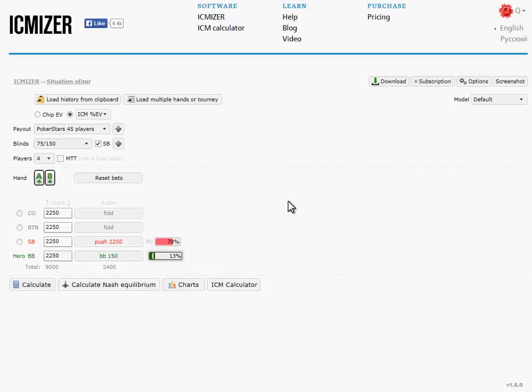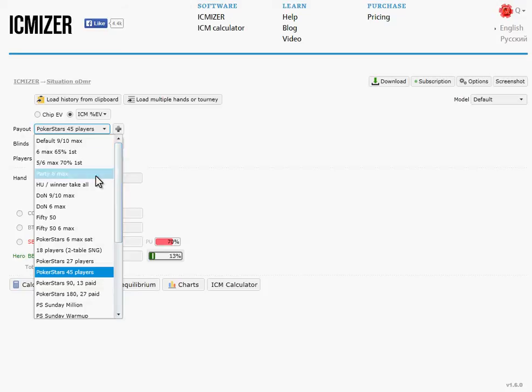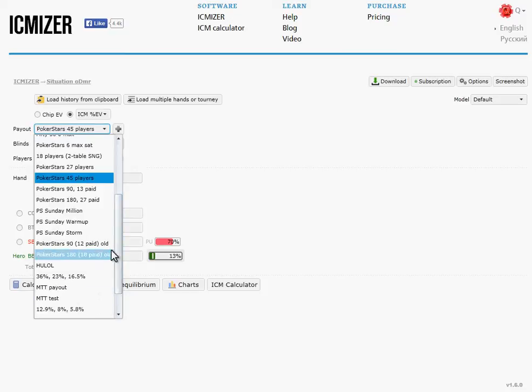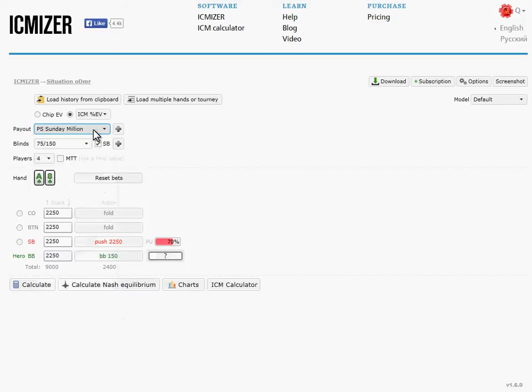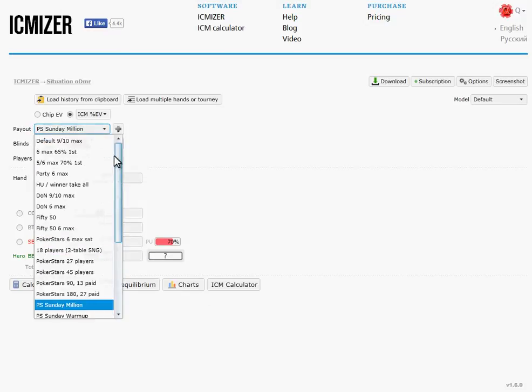Let's look at the variables which we need to take into account when we are plugging in a hand into ICMIZER. One of the most important variables is the payout. You can choose payout here in this drop down. Whether you are playing 9 max sit and go, 6 max or some other structure or MTT, you need to choose the correct payout structure which represents your tournament before you perform any calculations, otherwise you will get useless results.